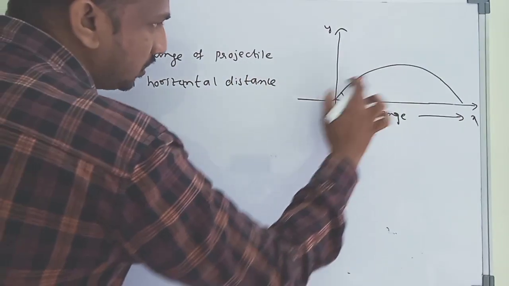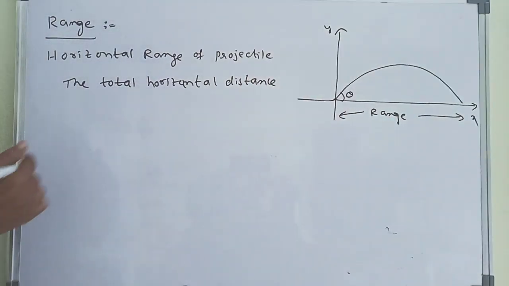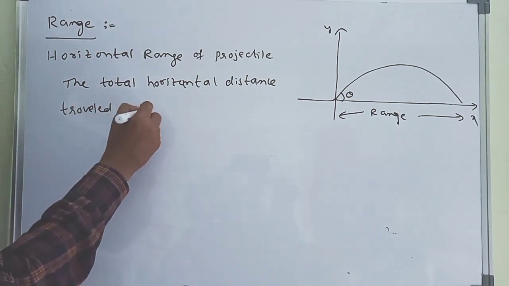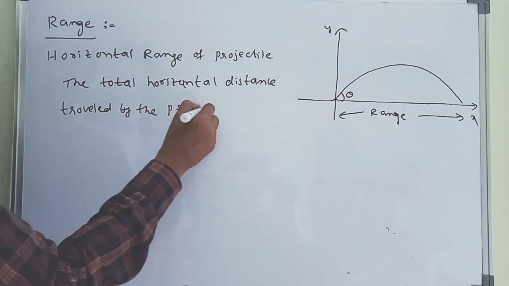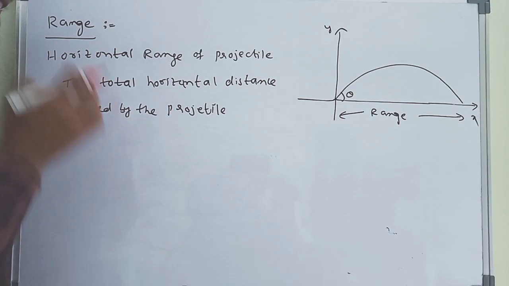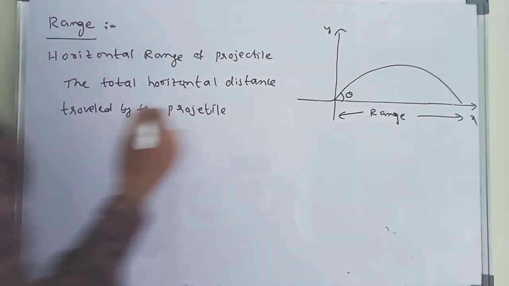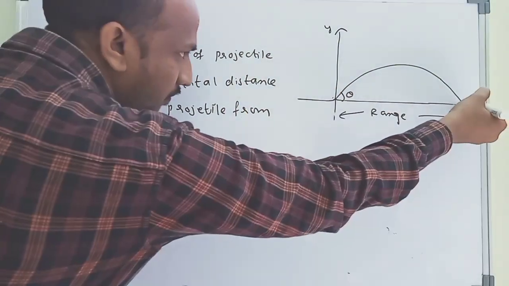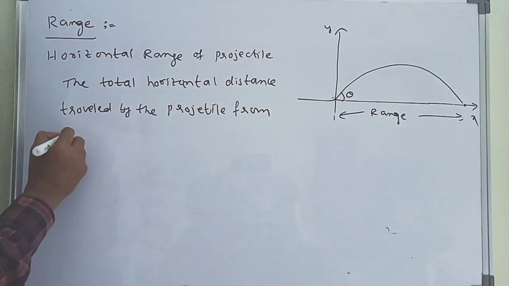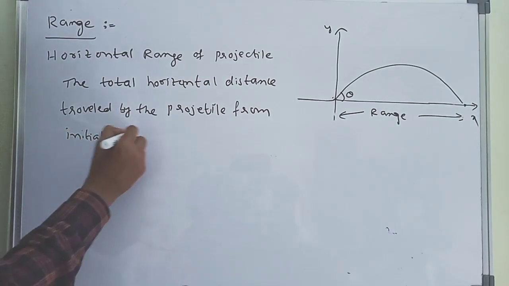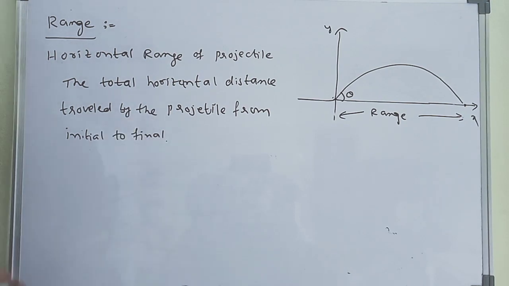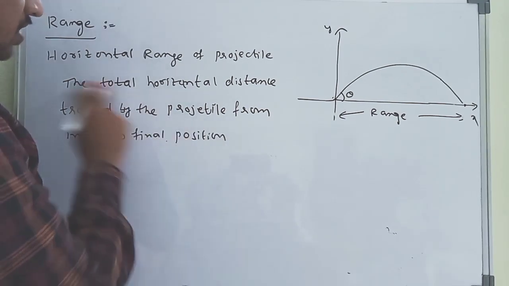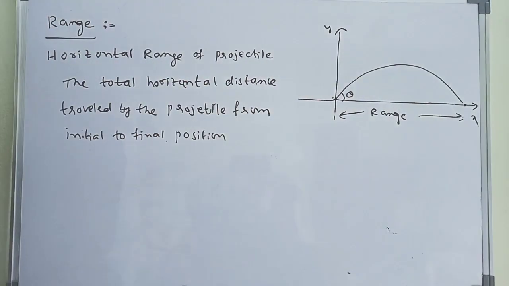This is the total horizontal distance traveled by the projectile. Total horizontal distance traveled by this projectile from initial to final position. This is the final position, from initial to final. So that is called horizontal range.